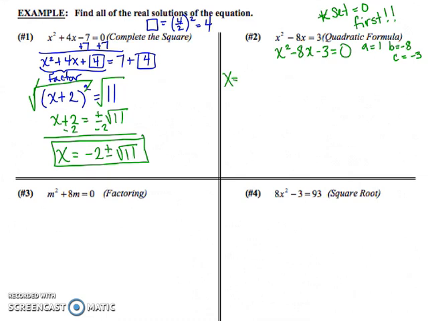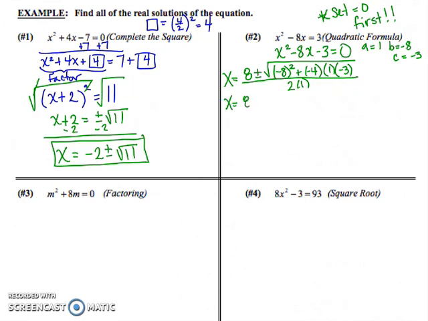So now I have everything I need to plug it into the quadratic formula. x equals the opposite of b. So the opposite of -8 is going to be +8, plus or minus the square root of my b value, which is -8. I like to put in parentheses, squared, plus -4 times a, which is 1, times c, which is -3. That's all under my radical. And then this entire thing is divided by 2 times a, so 2 times 1.